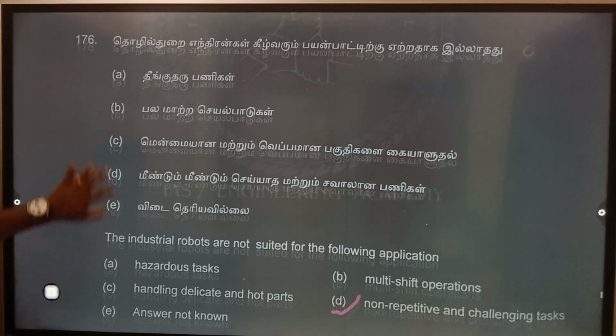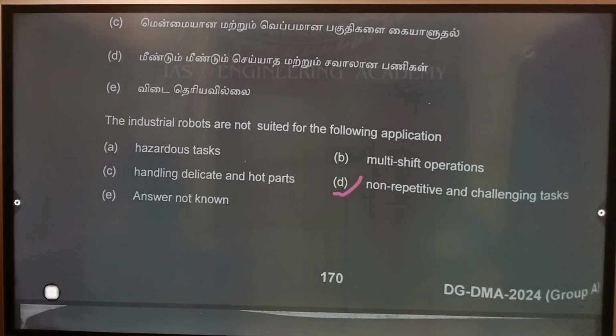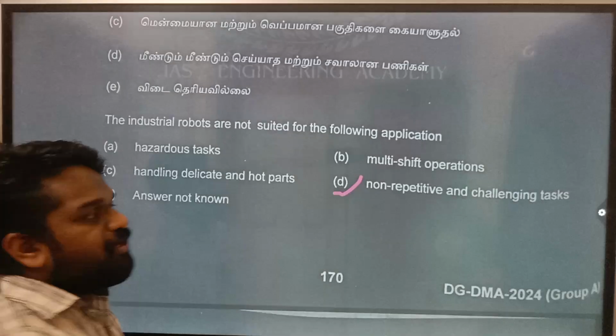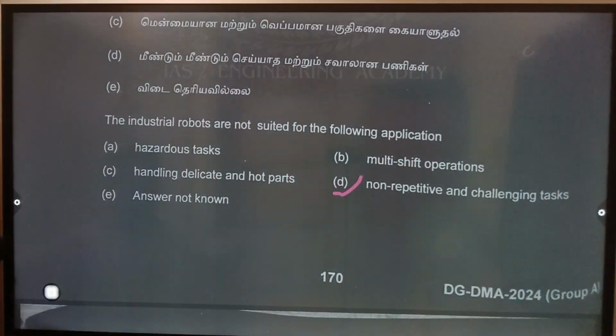Then 176. Industrial robots are not suited for the following application. Non-repetitive and challenging tasks. D is the answer.